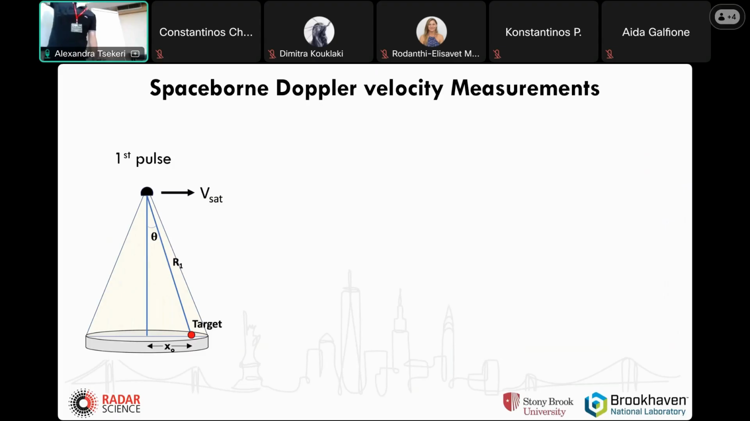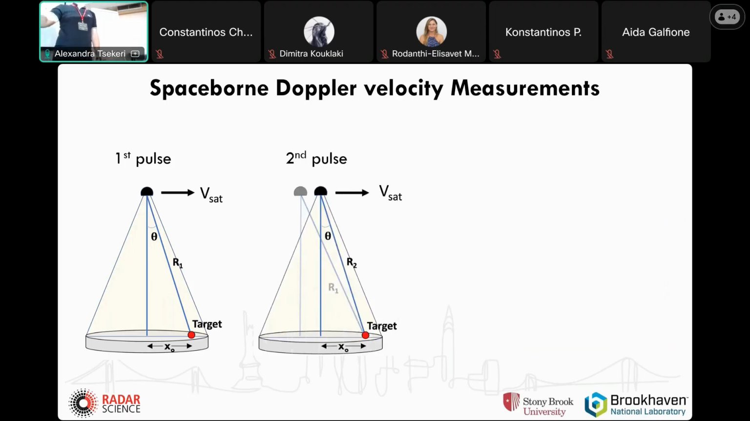So I'm sending my first pulse. I go distance R1 and come back. I clock it. Now I'm sending my second pulse. When I send my second pulse, I have moved. The satellite has moved. So I'm clocking R2. The building did not move, I moved. I made Doppler for the building.